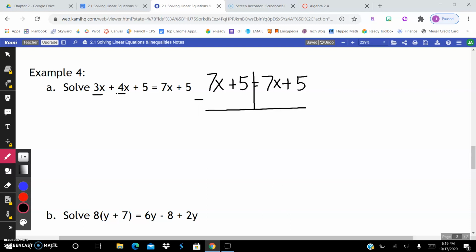But if we keep solving, I'm going to show you what I'm talking about. Both are positive 7x's, so I'm going to minus 7x. And I would have 5 left on this side, and I would have positive 5 on that side. So 5 equals 5. That's true. So this is an identity, and there's infinitely many solutions.